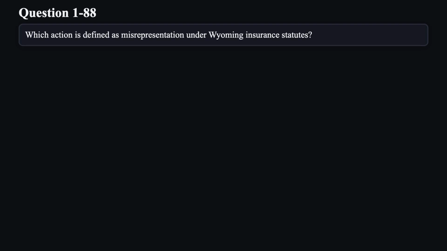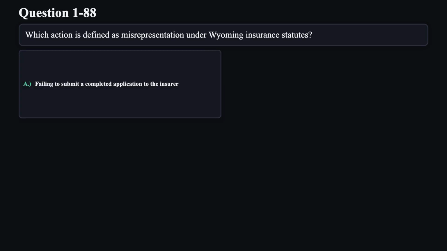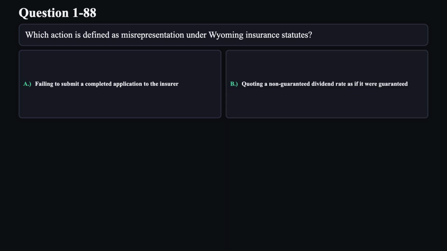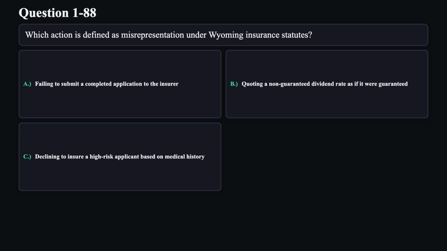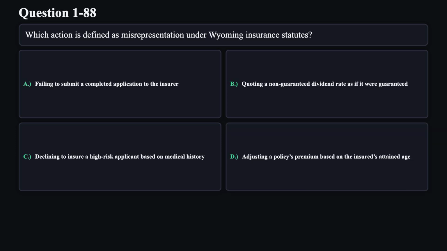Question 88. Which action is defined as misrepresentation under Wyoming insurance statutes? A. Failing to submit a completed application to the insurer. B. Quoting a non-guaranteed dividend rate as if it were guaranteed. C. Declining to insure a high-risk applicant based on medical history. D. Adjusting a policy's premium based on the insured's attained age.